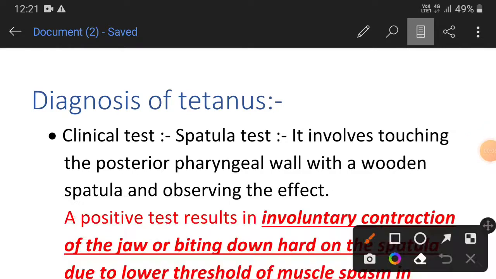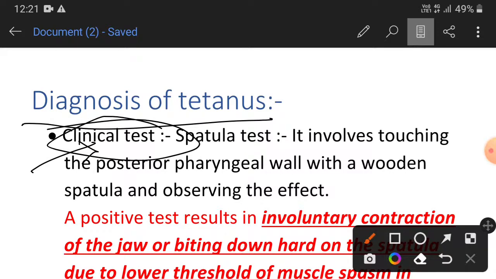Now it is time to discuss the diagnosis of tetanus, because in the previous video we completed the different types of tetanus. So now we will start the discussion on the diagnosis of tetanus. It will be a very small video. So let's start. The first kind of test is the clinical test, where we are going to use a wooden spatula.